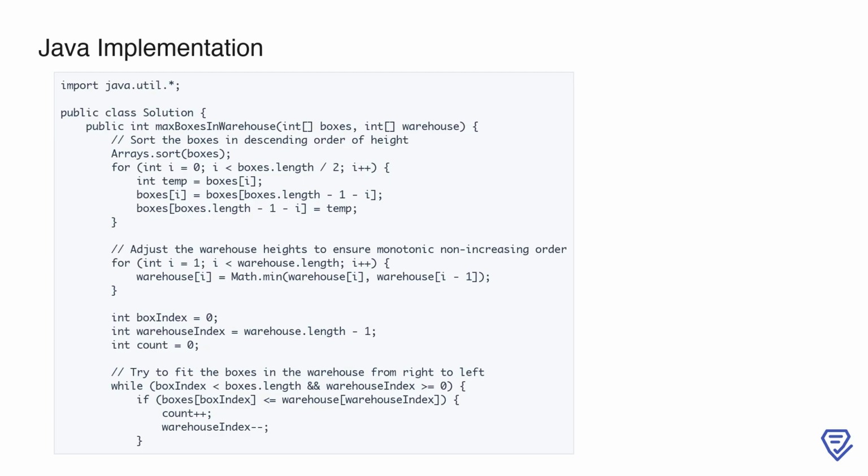Next, we adjust the heights of the warehouse slots to create a monotonic non-increasing sequence. This step ensures that each slot's height is no greater than the one before it, which simplifies the placement logic as we move through the warehouse. After that, we initialize variables: box index to track the current box we're attempting to place, warehouse index to move through the warehouse from right to left, and count to keep track of how many boxes we've successfully placed.